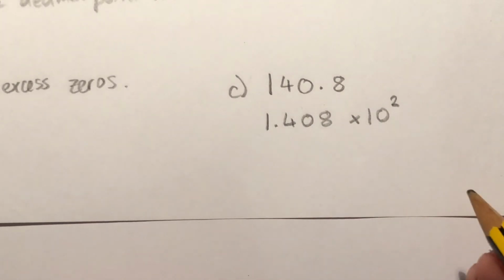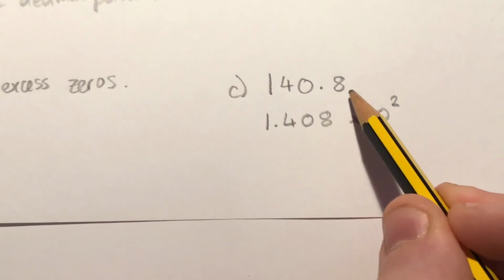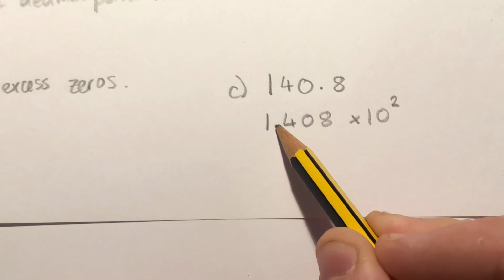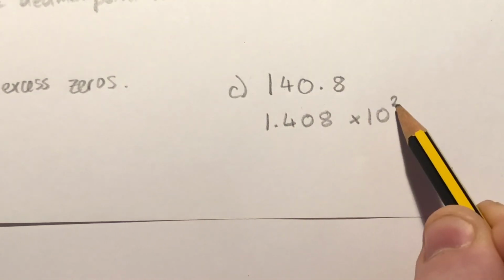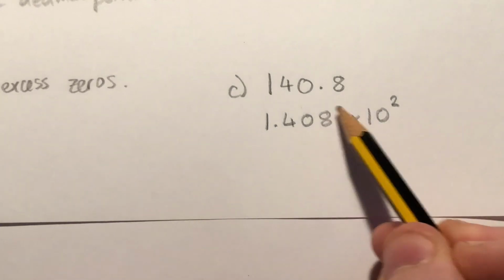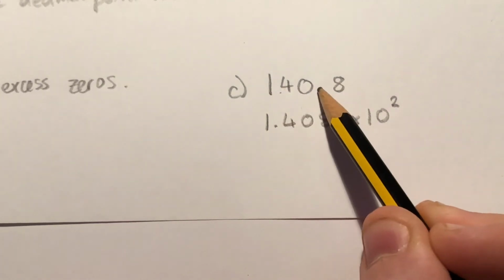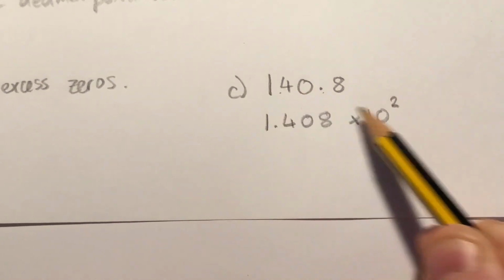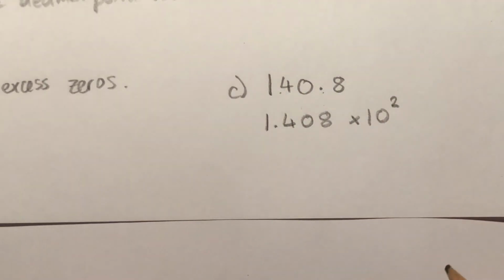The most common misconception that we see with this is people think, well, there's 3 places after the decimal point, so it must be times 10 to the power of 3. But remember, that's showing you how many places the decimal jumped. So it's jumped from here to here. It's only moved 2 places. So it must be times 10 to the power of 2.